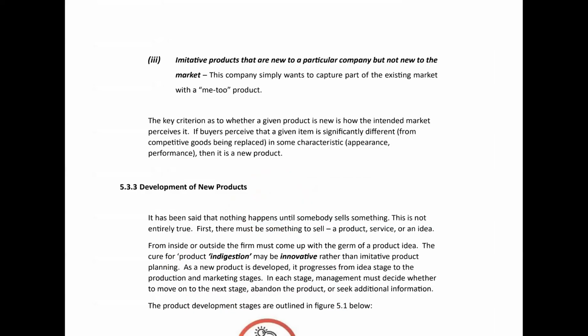The third category of new products includes imitative products that are new to a particular company, but not new to the market. Here the company simply wants to capture part of the existing market with a Me Too product. The key criterion as to whether a given product is new is how the intended market perceives it. If the buyers perceive that a given item is significantly different in some characteristic, then it is a new product.